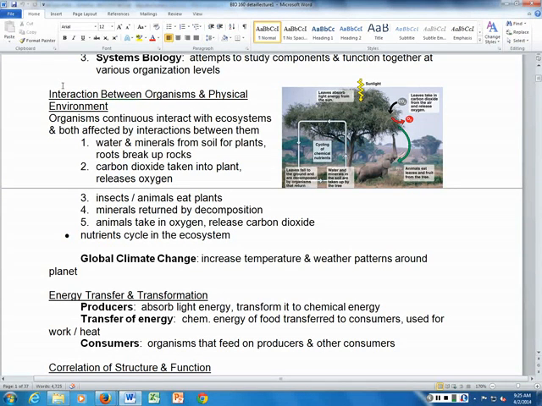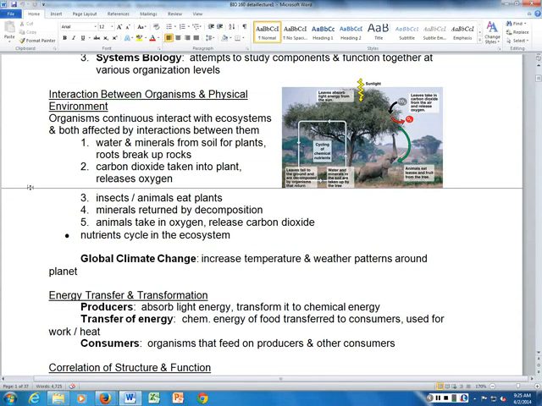Carbon dioxide gets taken into plants and then they release oxygen. The animals, on the other hand, are going to take in the oxygen and release the carbon dioxide that the plants need. When you have insects, they're going to eat the plants. Other things eat the insects, and then we eat those other things in there. Sometimes insects are eaten, plants are eaten by humans. And eventually we die, and then we're broken down and decompose and put minerals back into the soil.